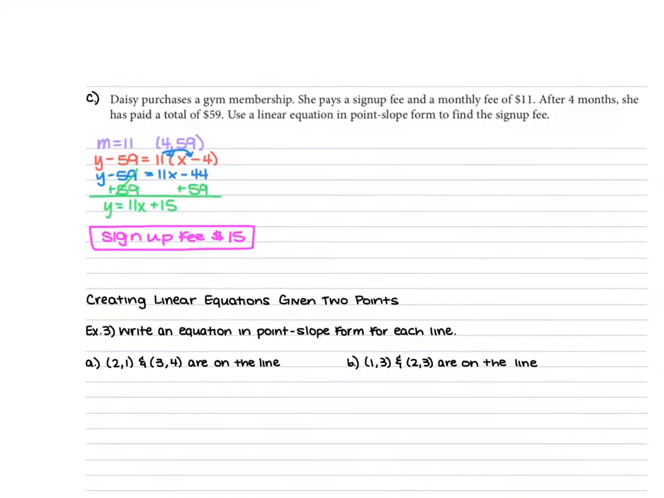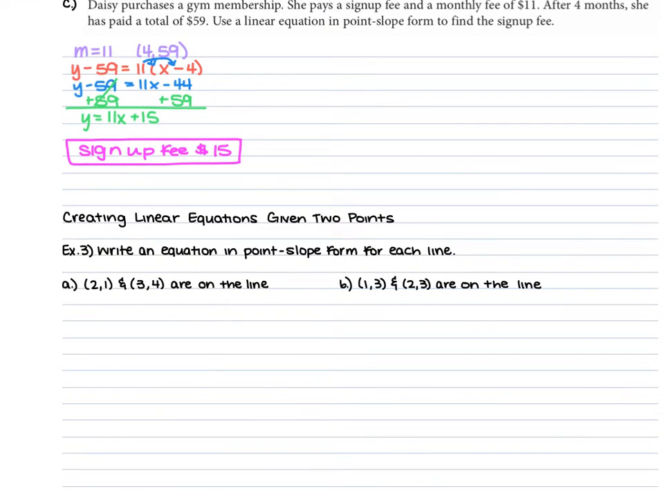Our next set of examples, we're creating linear equations given 2 points. With these 2 points, we can use the 2 points to find our slope, and then choose one of the points to make your formula.